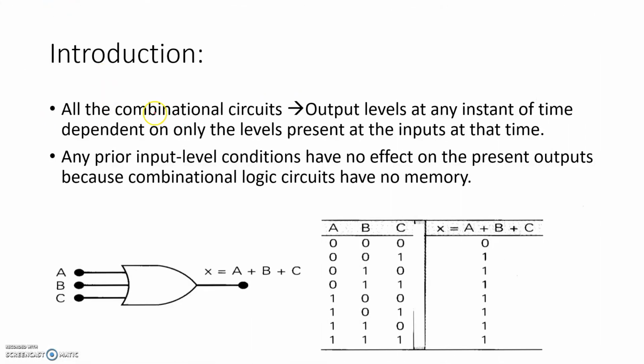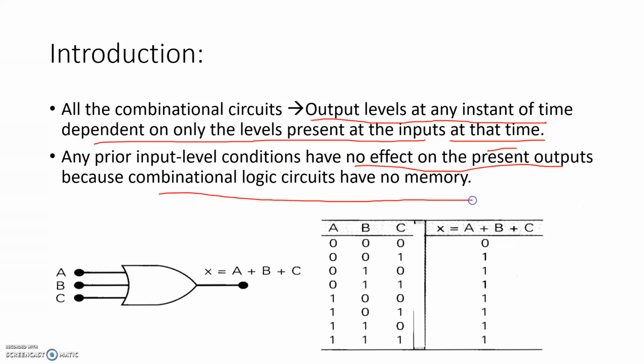Now let's study what is written here. For all combinational circuits, the output levels at any instant of time depend only on the levels present at the inputs at that time. Input may be 0 or 1, there may be multiple inputs, but the output depends only on the present inputs. That means whatever is happening now, not in the past. Any prior input level conditions have no effect on the present outputs because combinational logic circuits have no memory.